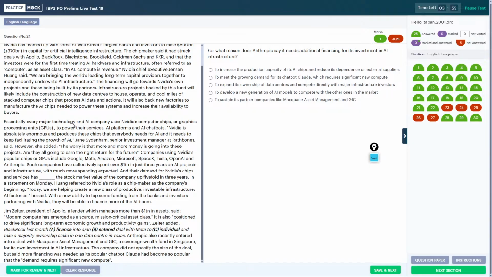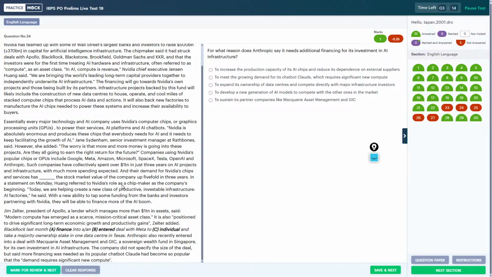Essentially, every major technology and AI company uses NVIDIA's chips and graphics cards to power their services. NVIDIA is absolutely enormous. It produces the chip that everyone needs for AI, and it needs to keep facilitating its growth. The worry is that more and more money is going into this project. They are going to need to earn the right return for the future. Companies like NVIDIA, popular GPU makers, Anthropic, such companies have collectively spent 1 trillion on AI project infrastructure, given expected demand. NVIDIA chip sales have skyrocketed.